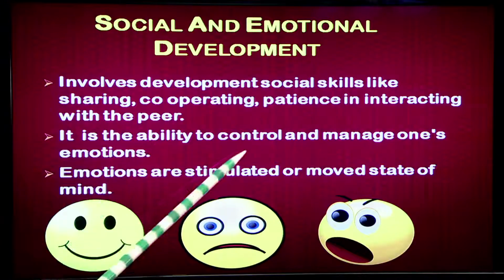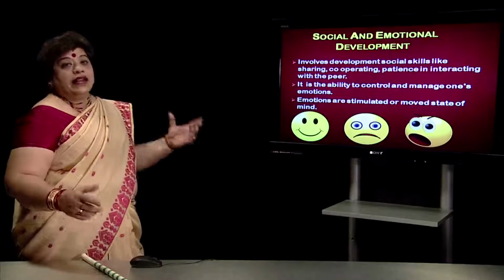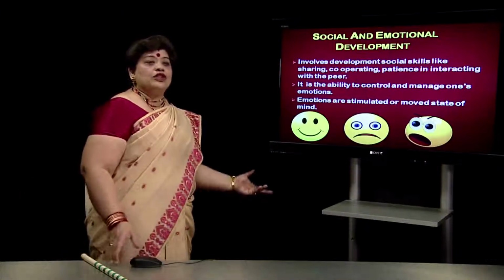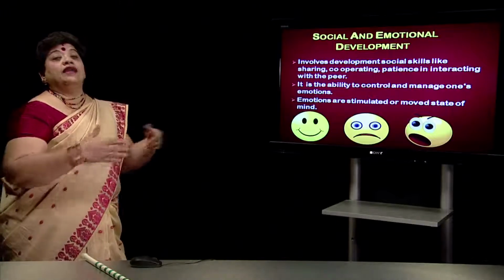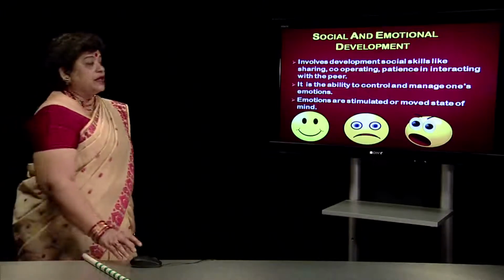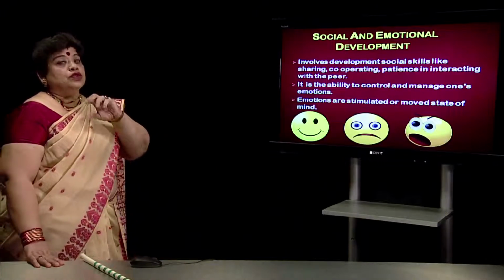It is the ability to control and manage one's emotions, and emotions are stimulated or move the state of mind. Whenever we are happy, we feel very happy and we feel that our environment should also be very happy. When we are sad, then we get affected by that and we affect our surroundings also with that. So our social and emotional development always goes together.